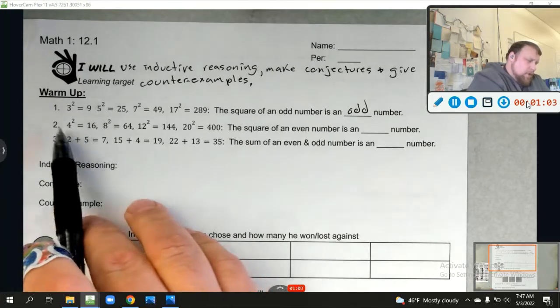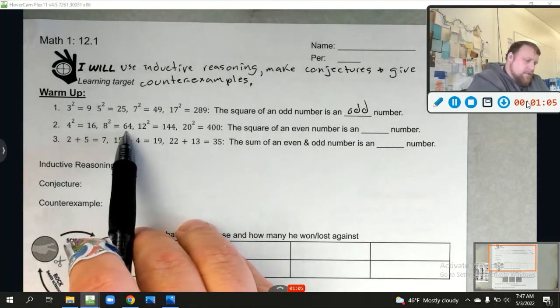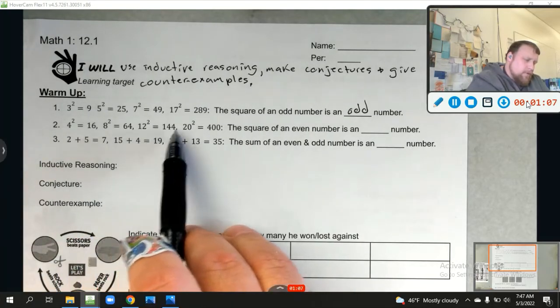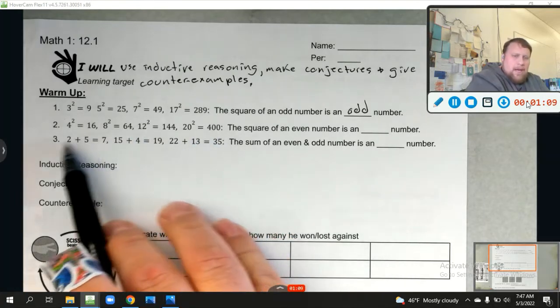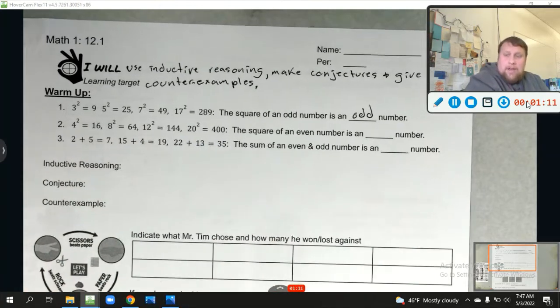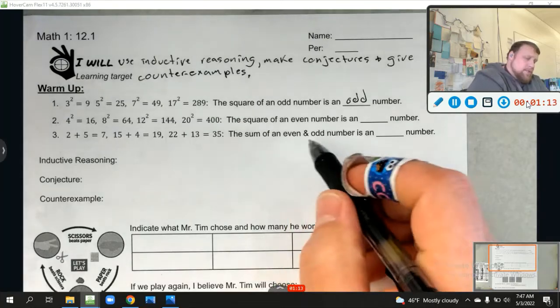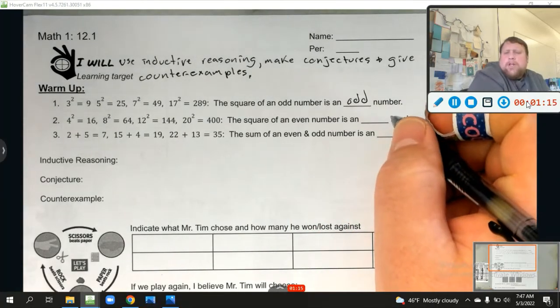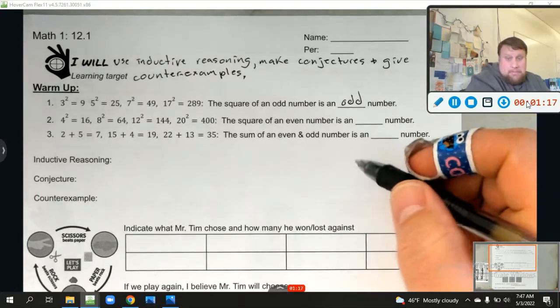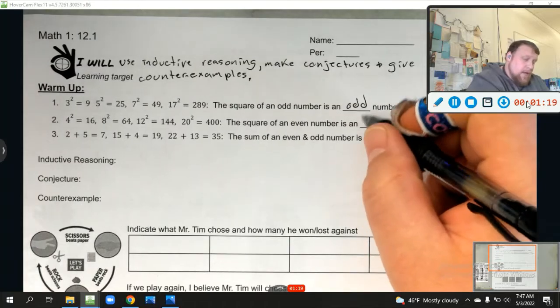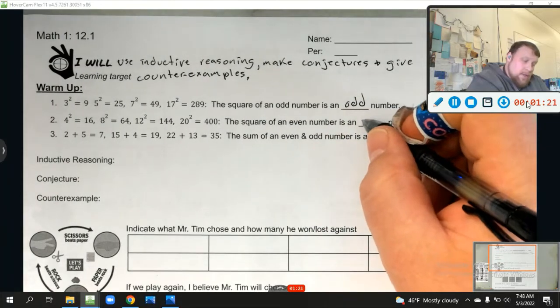How about 4 squared equals 16, 8 squared equals 64, 12 squared equals 144, and 20 squared equals 400? In each of these cases, we're squaring an even number and getting an even answer. So we're going to say the square of an even number. We're going to conclude, maybe wrong, but just based upon my information, that the square of an even number is an even number.